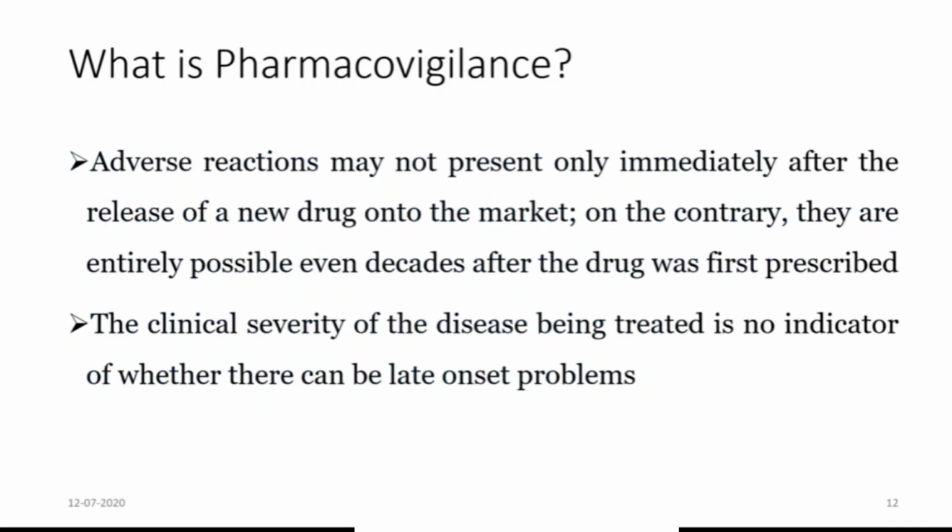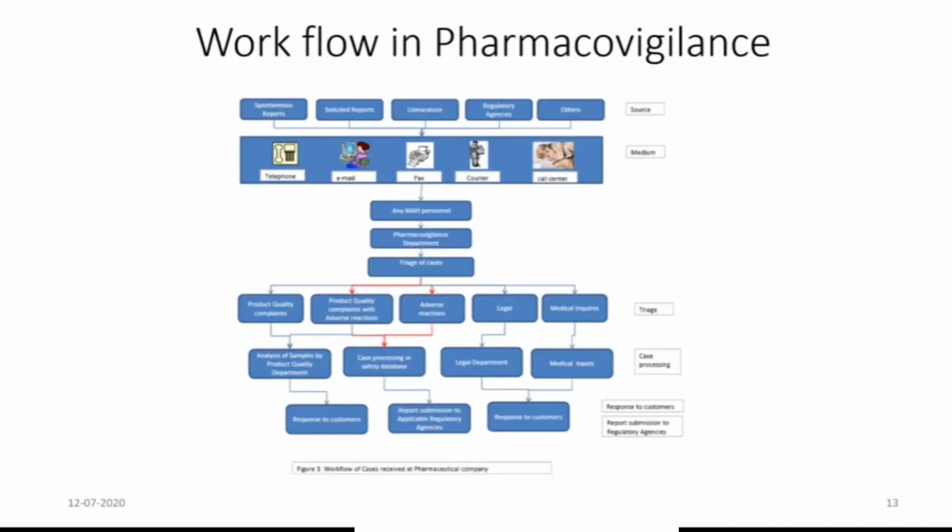Adverse reactions may not present only immediately after the release of the new drug into the body or to the market. On the contrary, they are entirely possible even after decades of taking the first prescribed medicine. The clinical severity of the disease being treated is no indicator of whether there can be late onset problems or not. Therefore, pharmacovigilance and long-term safety is the best way to monitor the safety of a drug.